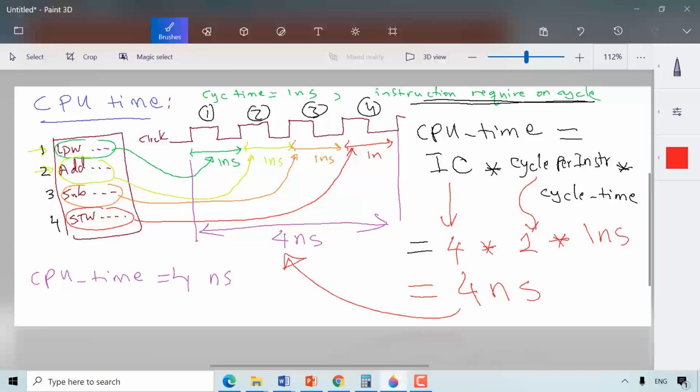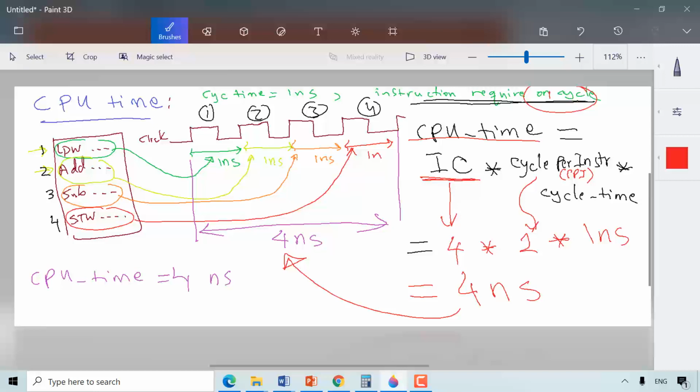So again, the CPU time is expressed as instruction count, how many instructions I have in my program, times the cycles per instruction. We refer to this, by the way, as CPI. Every instruction requires how many cycles? In my example, one cycle, times the cycle time, which is 1 nanosecond.